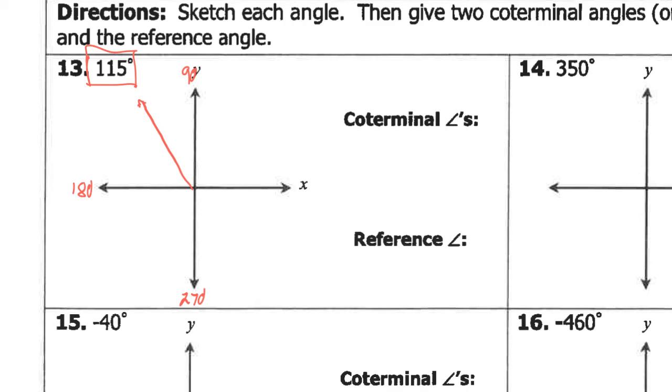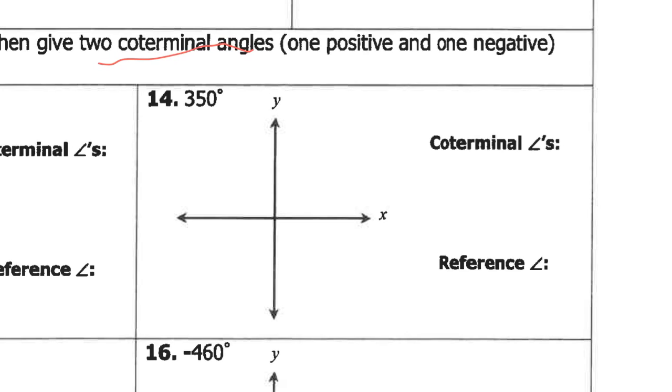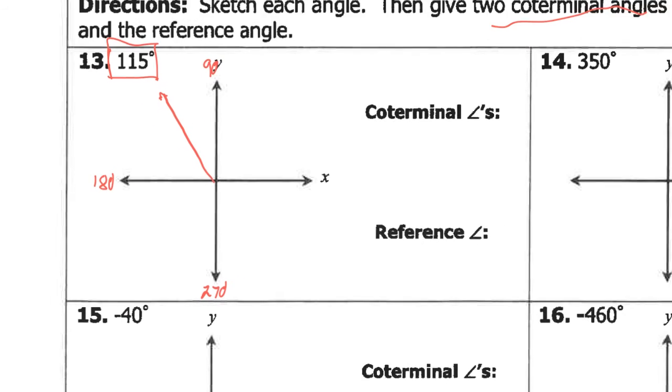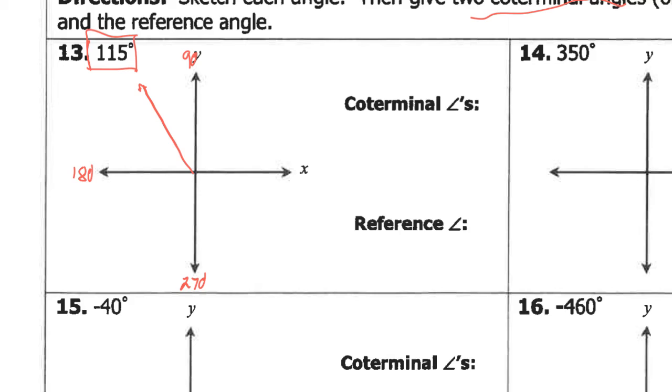Then it says to give me two coterminal angles, one positive and one negative, and the reference angle. Remember, the reference angle is the angle between our ray and the x-axis. So it's the difference there. You take 180 minus 115, and that gives us 65. So that 65 is going to be our reference angle.